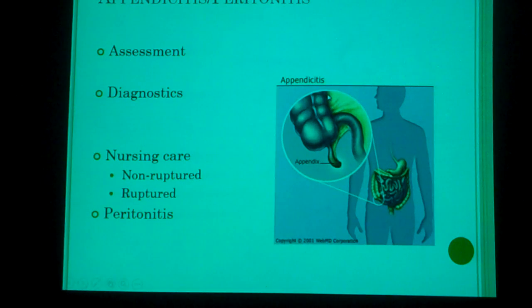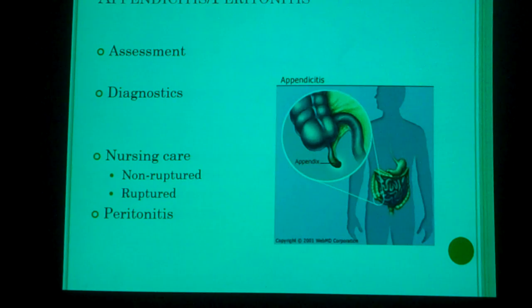Okay, so appendicitis. This is inflammation of the vermiform appendix, and this is related to obstruction by fecal matter. Assessment: you will see abdominal pain in the right lower quadrant, but this is a late sign. Fever, decreased or absent bowel sounds. Diagnosis can be done by CBC, and a CT will show an enlarged appendix.